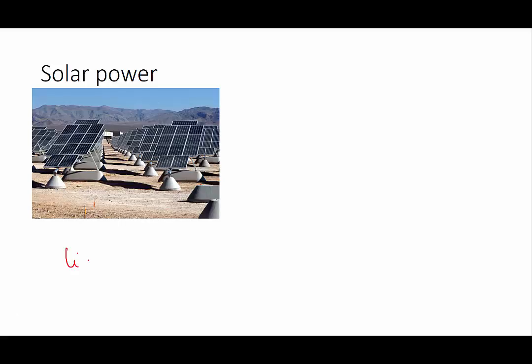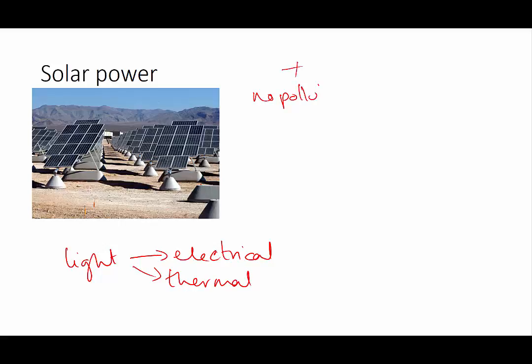Solar power is the first of our renewables. So very simple. We take the light energy from the sun and it gets converted directly into electrical energy. Again, some thermal energy is released in the process. So what are the advantages of solar power? There's no pollutant gases. It's a free energy source. We don't have to pay anything for sunlight. And it's renewable. It's not going to run out.